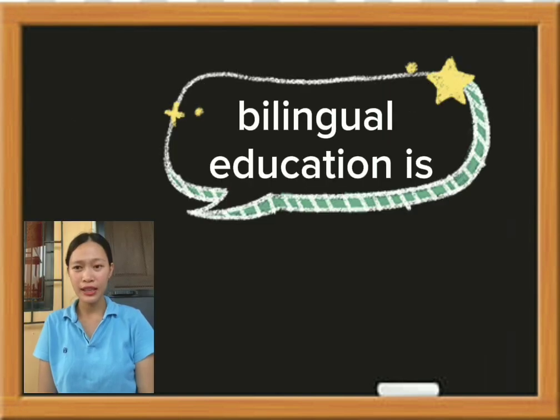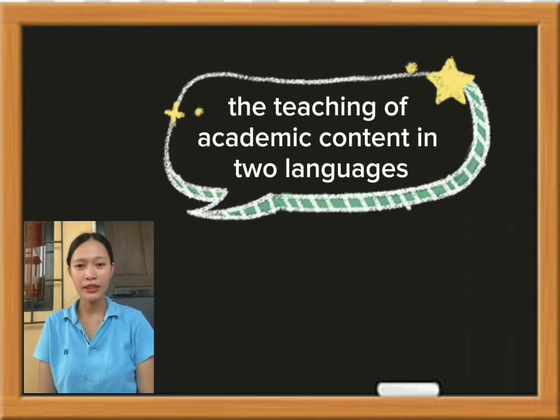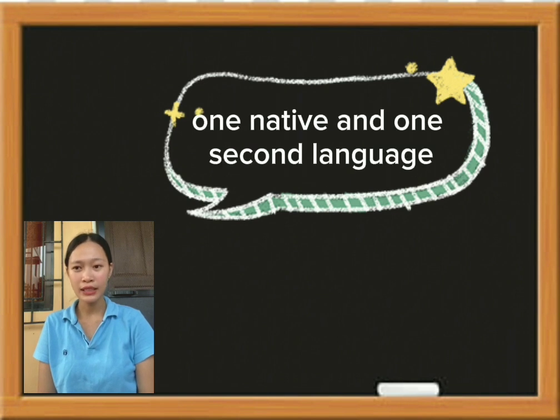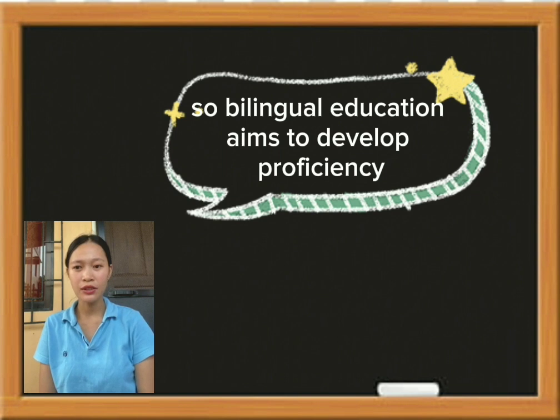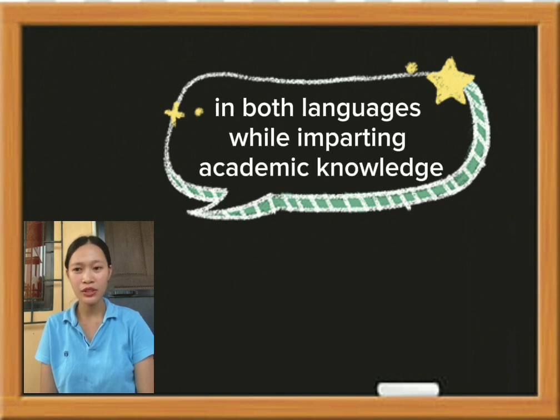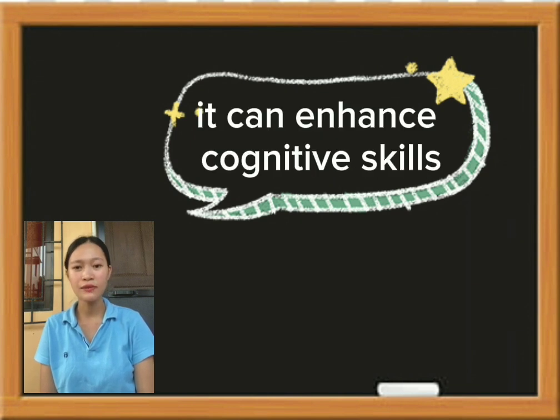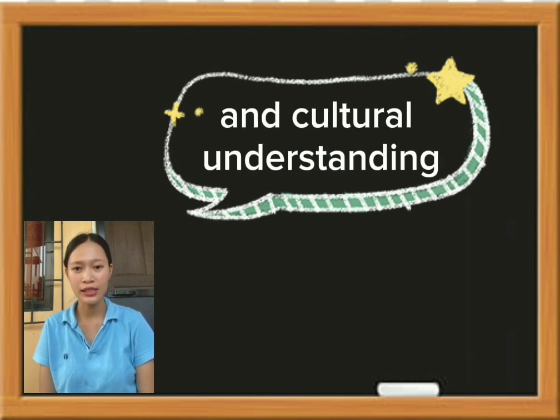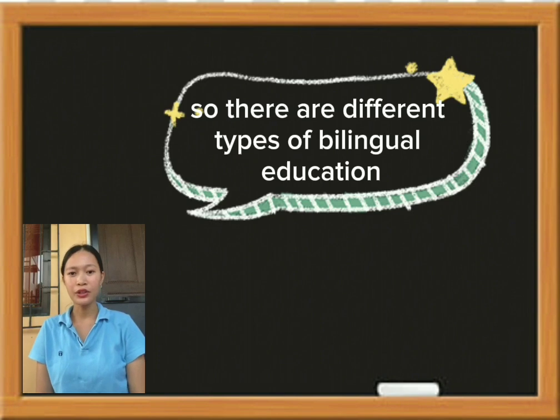Bilingual education is the teaching of academic content in two languages, one native and one second language. So, bilingual education aims to develop proficiency in both languages while imparting academic knowledge. It can enhance cognitive skills and cultural understanding. So, there are different types of bilingual education.